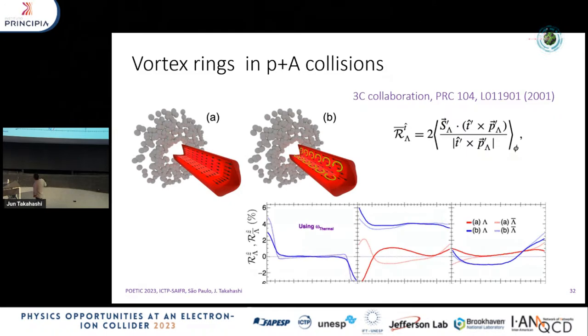If you look at the observable itself, here are the curves as a function of pseudorapidity in pA collisions. The blue lines are when you consider a system like this, where you actually have a gradient of velocity from the edge of this system to the center. Here, we considered everything uniform.